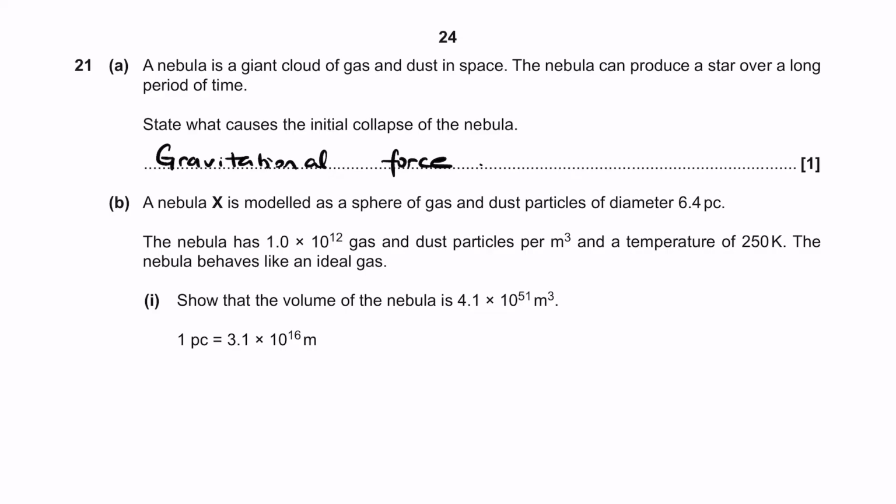So that's that. For part B, it says a nebula X is modeled as a sphere of gas and dust particles of diameter 6.4 pc, which is parsec, and the nebula has 1.0 times 10 to the 12 gas and dust particles per meter cube, with a temperature of 250 kelvins. The nebula behaves like an ideal gas. Show that the volume of the nebula is this much, where 1 parsec is 3.1 times 10 to the 16 meters.